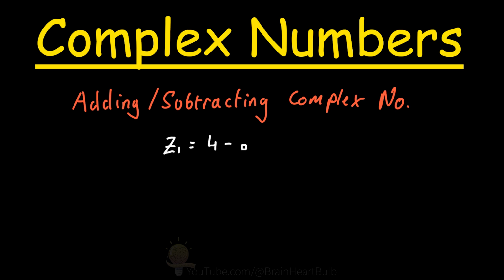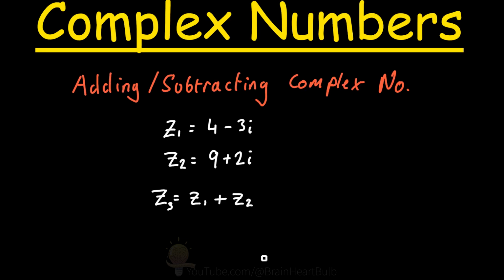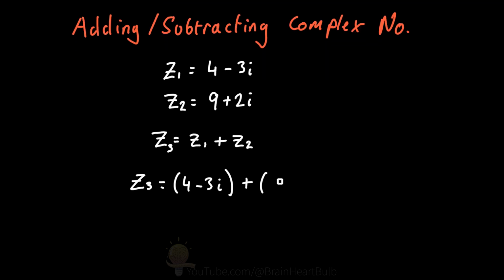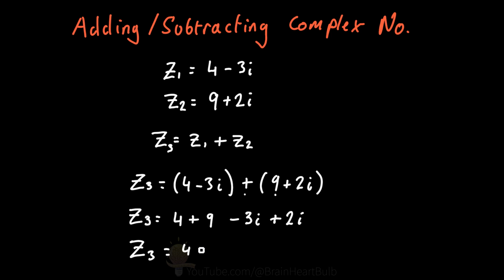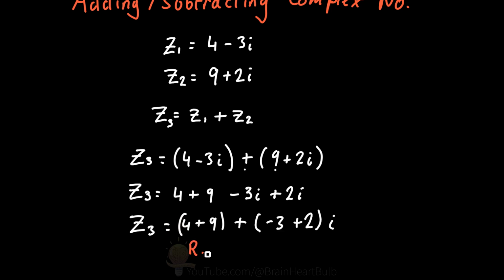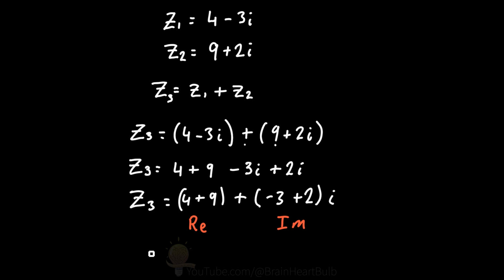Let's say we have these two complex numbers. How do we add them together? First we write the complex sum in full. Then we separate the real and imaginary parts. So the real parts in this case, from z1 and z2, are 4 and 9 respectively. And the imaginary parts are minus 3i and plus 2i. So when we simplify, we end up with 13 minus i.